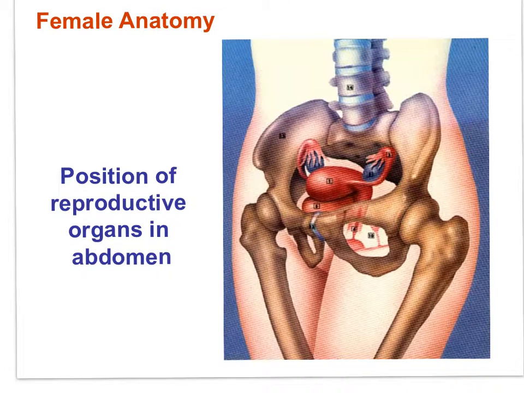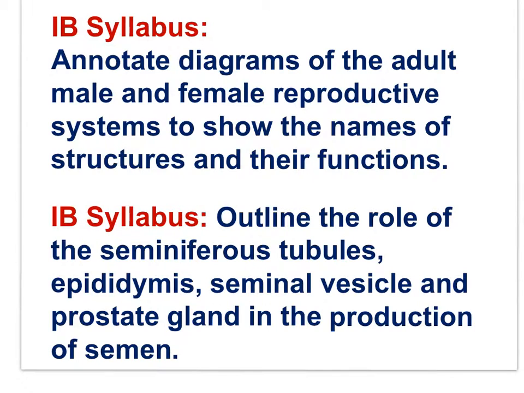This image nicely shows the position of the paired ovaries in the body, the uterus, and the vagina. Here are two IB syllabus statements that should be review for you. Annotate diagrams of the adult male and female reproductive systems to show the names of structures and their functions. Outline the role of the seminiferous tubules, epididymis, seminal vesicle, and prostate gland in the production of semen.